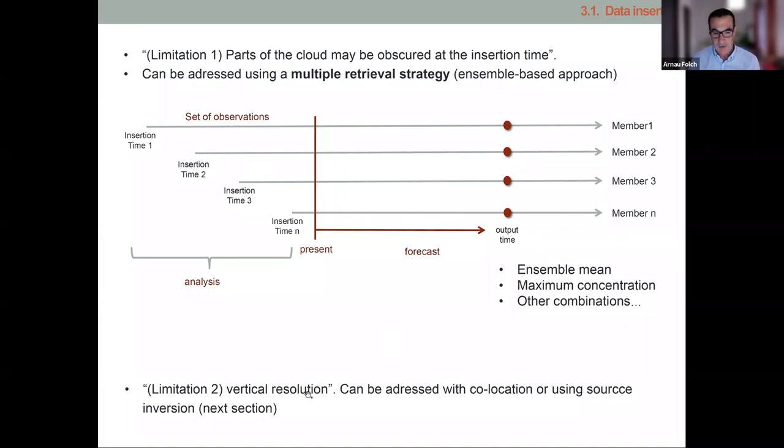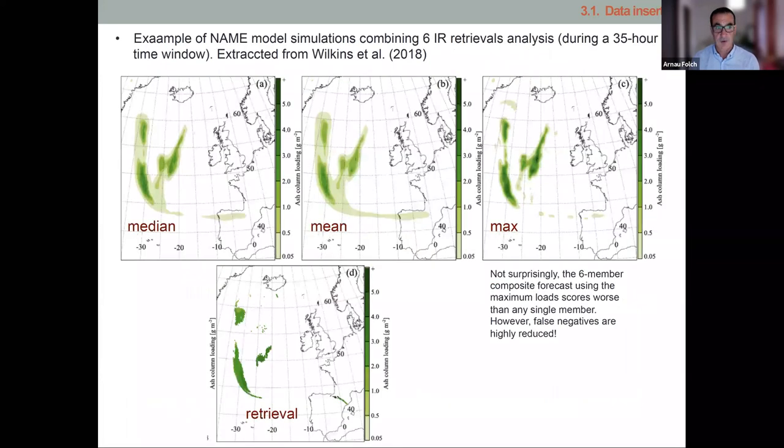The second limitation is about the vertical resolution. And this, as I mentioned before, can be addressed by collocating this observation with a polar-based satellite observation.